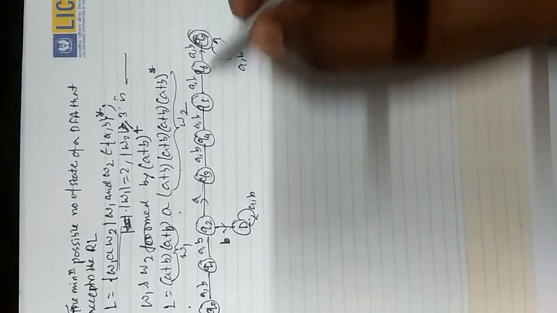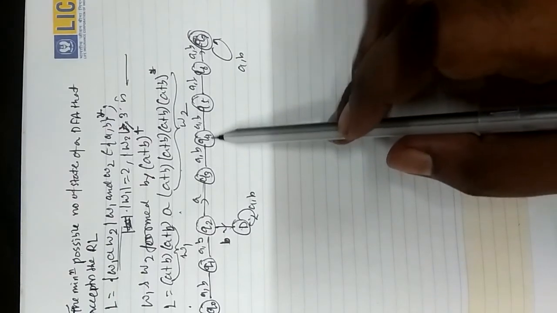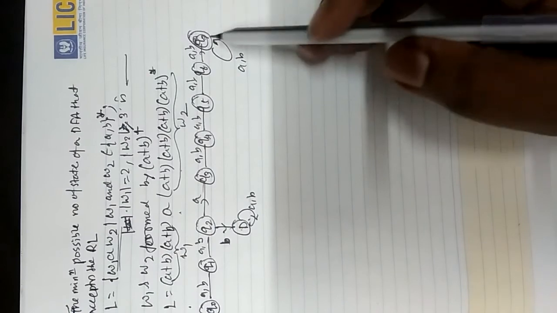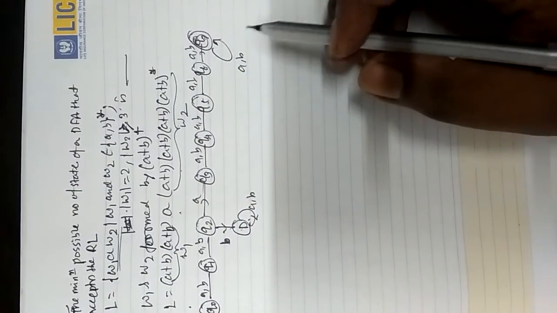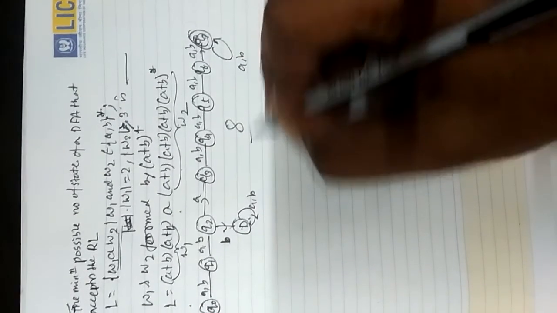Okay. So this is the corresponding minimal DFA for this particular language. Now how many states? 1, 2, 3, 4, 5, 6, 7, 8. So the minimum number of states is 8. Okay. So I hope you understand this problem. These two problems came in 2017.